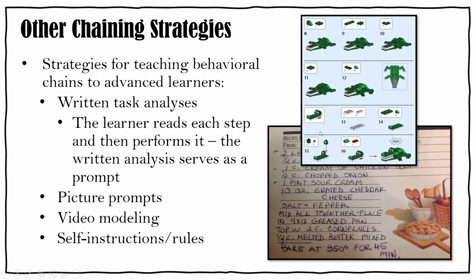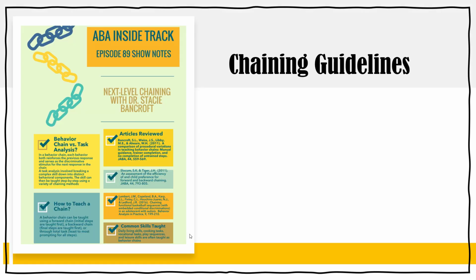If you do Legos, a lot of times they use picture prompts to show what the Legos should look like when you complete an alligator. Also, if you put together a piece of furniture, a lot of times there are picture prompts and a written task analysis as well. You can use video modeling as well, and you can provide self-instructions or rules. So you can teach the kid rules for them to prompt themselves to engage in the correct components of the chain.